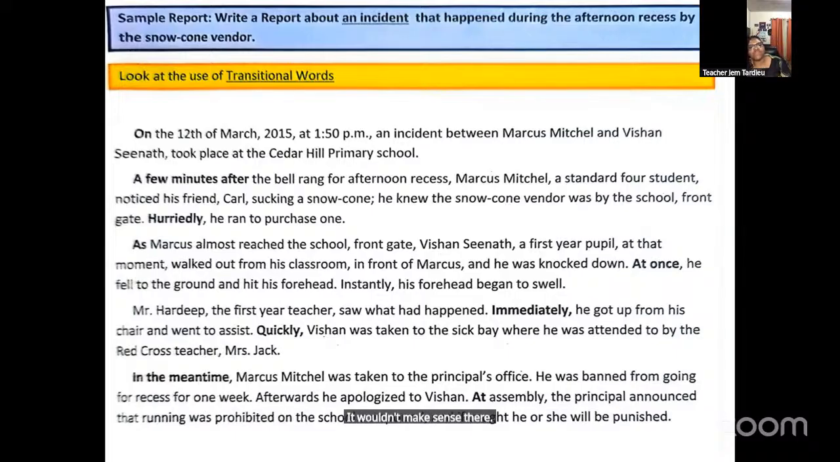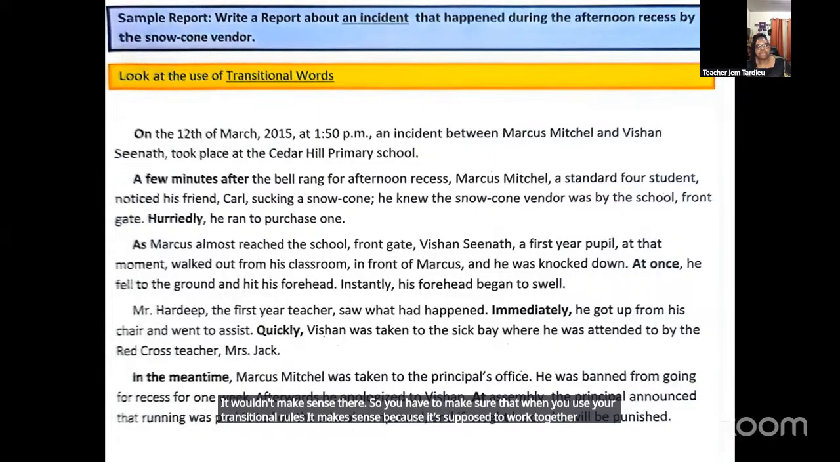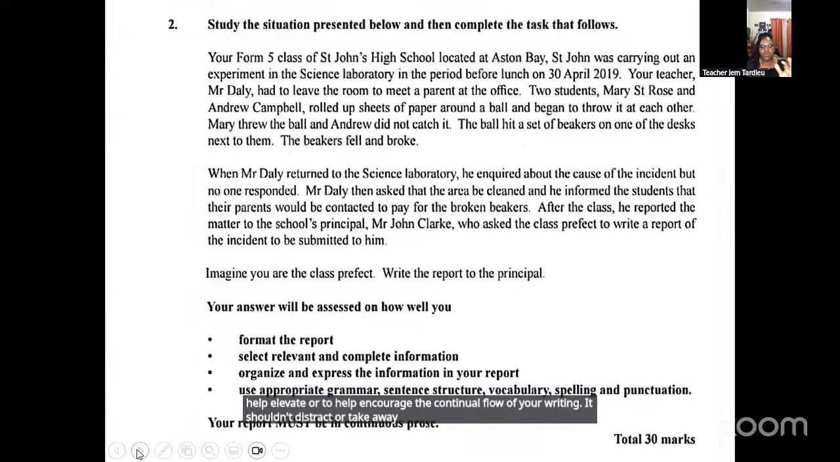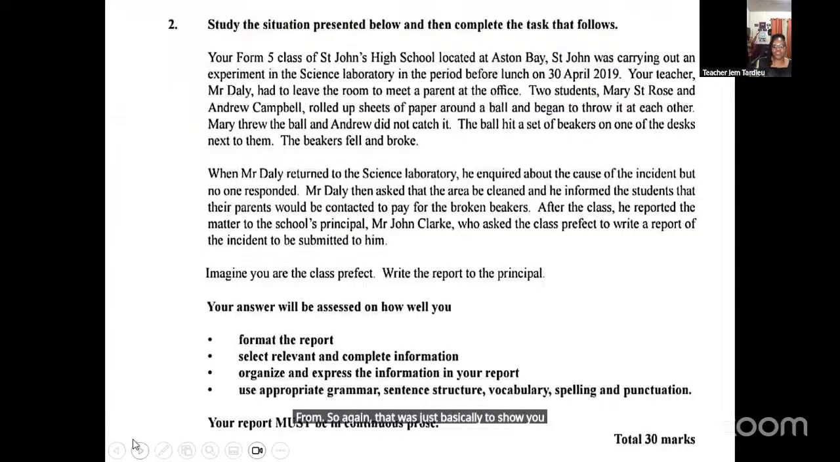So you have to make sure that when you use your transitional words, it makes sense, because it's supposed to work together to help elevate or to help encourage the continual flow of your writing. It shouldn't distract or take away from it. So again, that was just basically to show you the use of transitional words.